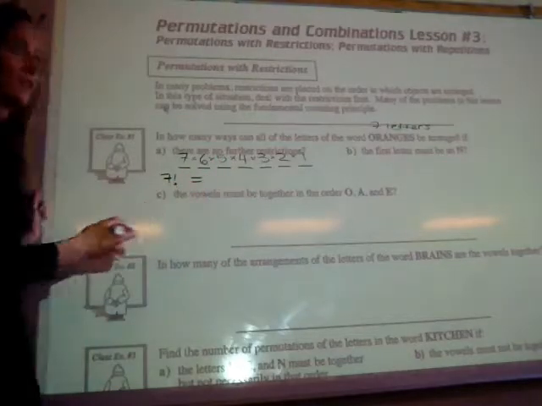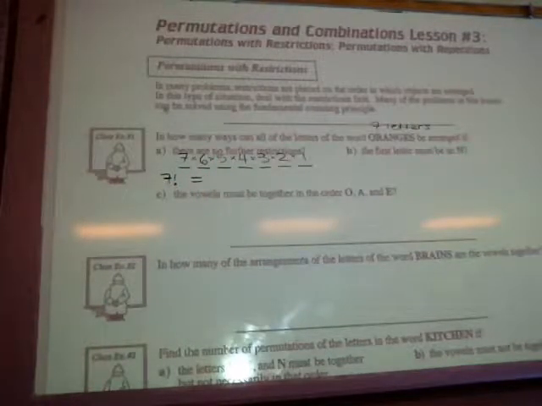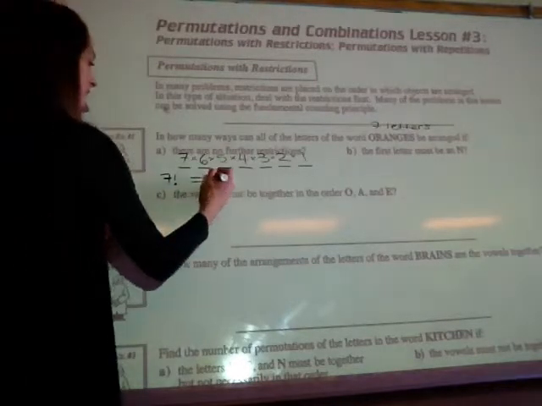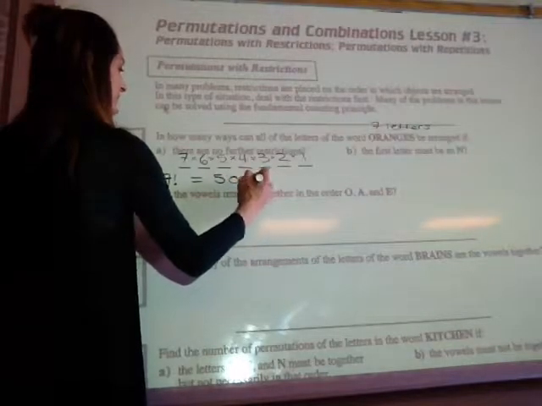To calculate 7 factorial, do you remember which buttons to press? You go 7 and then math over to PRB. Number 4 is your factorial button. What do you get? 5,040.